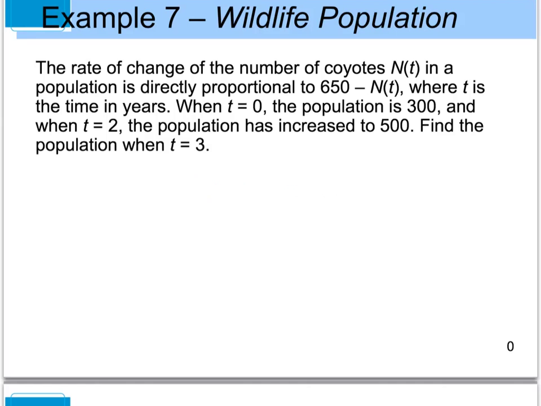Now we're on to the application. The first example that we're going to look at is example 7 dealing with wildlife population. This example says the rate of change of the number of coyotes in a population is directly proportional to 650 minus n(t), where t is the time in years. When t equals 0, the population is 300, and when t equals 2, the population has increased to 500. We want to find the population when t is equal to 3.